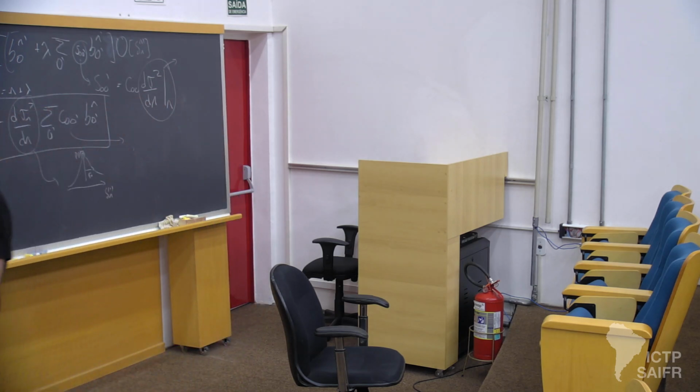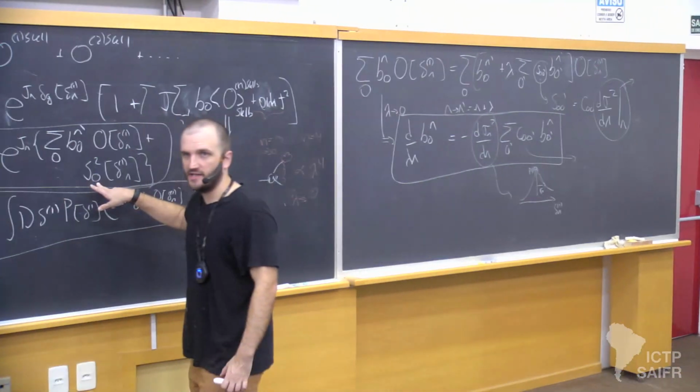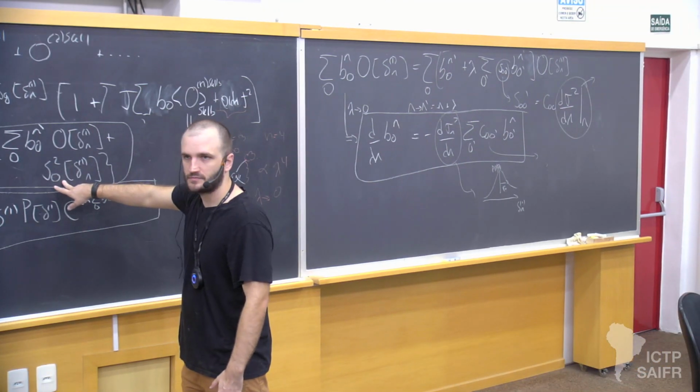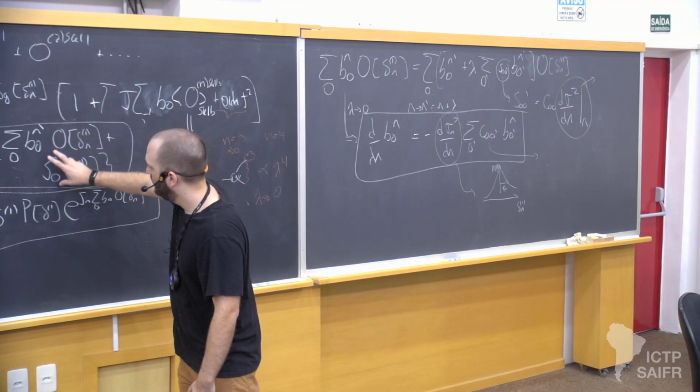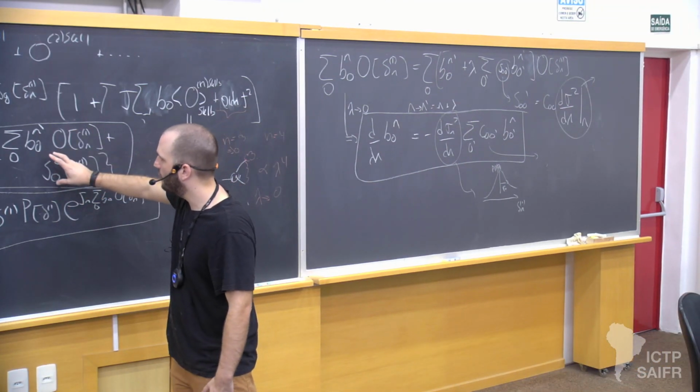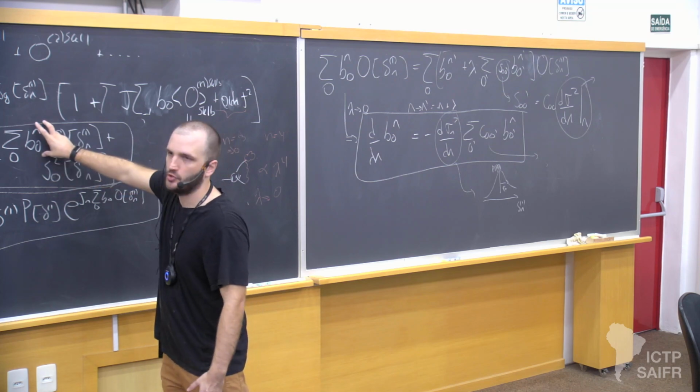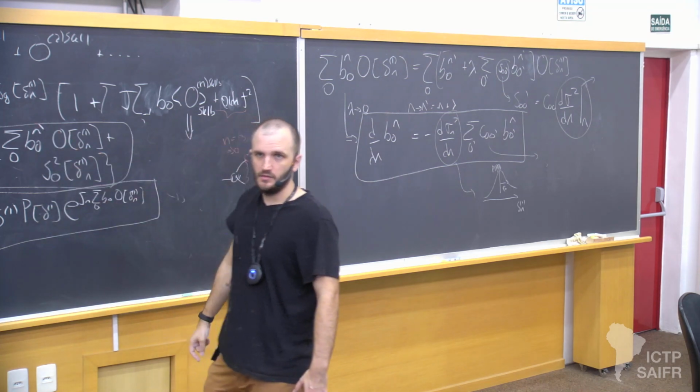So these S's here that I calculated, which are the expectation values of O's, are going to basically add. So this contains a sum over all possible O prime operators that contribute to O. Okay?